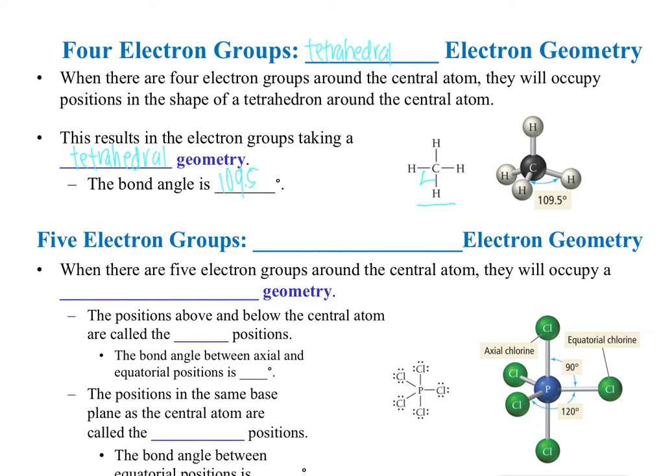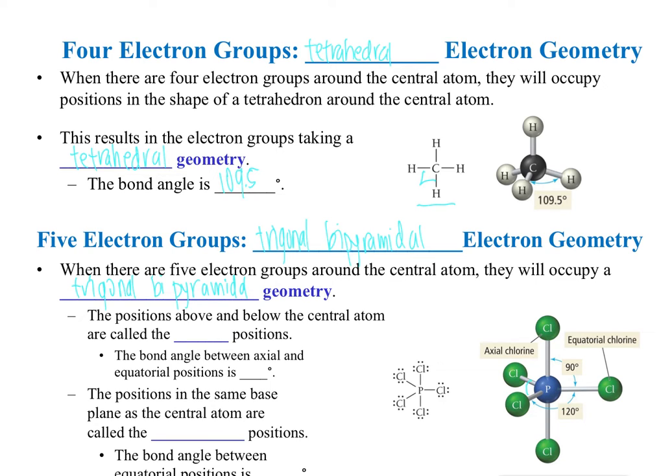5 electron groups is called trigonal bipyramidal. In this case, there are 2 different types of electrons for trigonal bipyramidal. So it's called trigonal bipyramidal because basically we have these 3 atoms on this center part along this equator. We call those the equatorial positions, and they look like a triangle if we were to look at them from the top, and they have an angle of 120 degrees from each other.